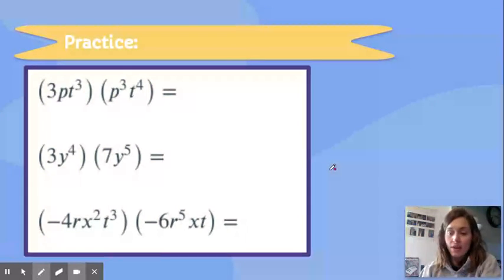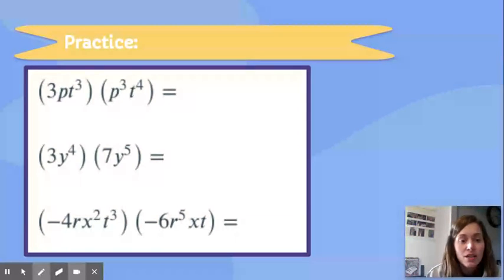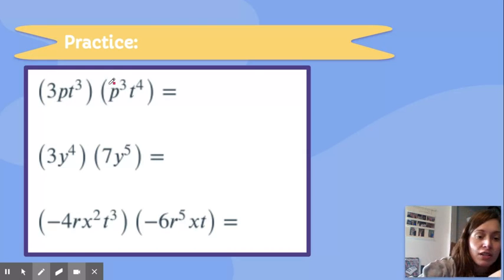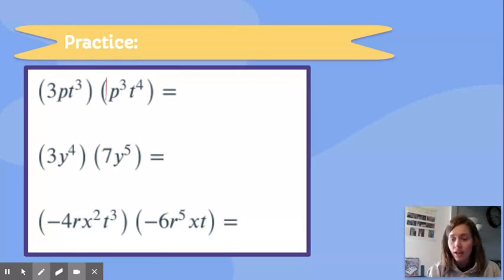All right, so we have some more examples in your notes. Let's take a look at the next one. 3p t to the third times p to the third t to the fourth. So we'll start with the coefficients. Here I have the coefficient of 3. Over here, there is no coefficient, which really just means it's a 1, right? When there's not a number in front of the variable, it's always a 1. So when I multiply the coefficients, we think multiply the big numbers. 3 times 1 is just 3.